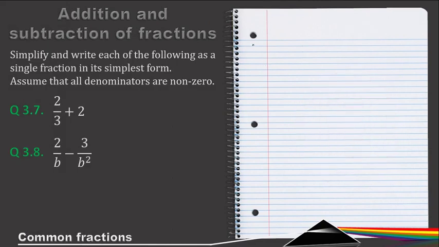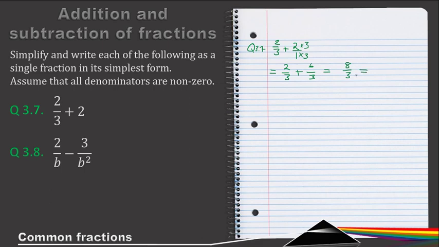Okay, so for question 3.7, I have 2 over 3 plus 2. Now, remember, if we have a number and we're working with fractions, to change it into a fraction, I just put it over 1. Now that we have two fractions here, the denominators need to be the same before we can add them. And I can see the lowest common denominator between these two is 3. So I just times by 3, top and bottom over here, which then gives me 2 over 3 plus 6 over 3. And then this 2 plus 6 gives me 8 over 3.